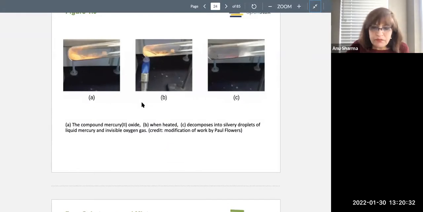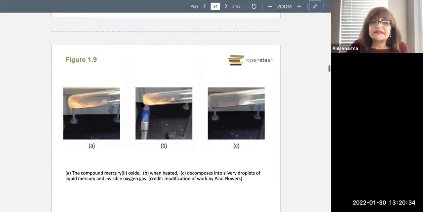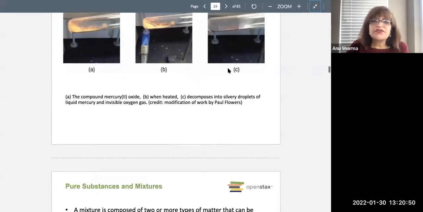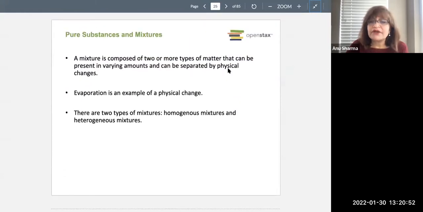Now, let's say, for example, mercury and oxygen are heated together. Mercury has a different color, and oxygen is obviously colorless, but when they mix together, they produce this red colored mercuric oxide.